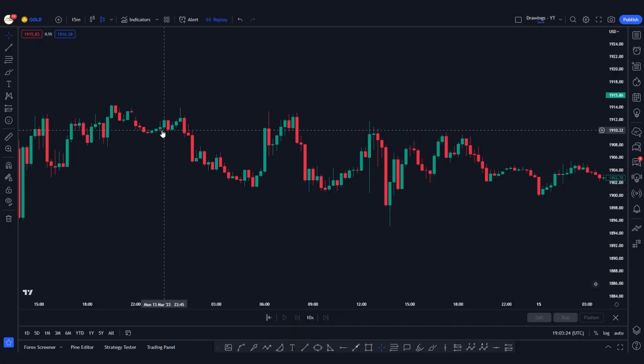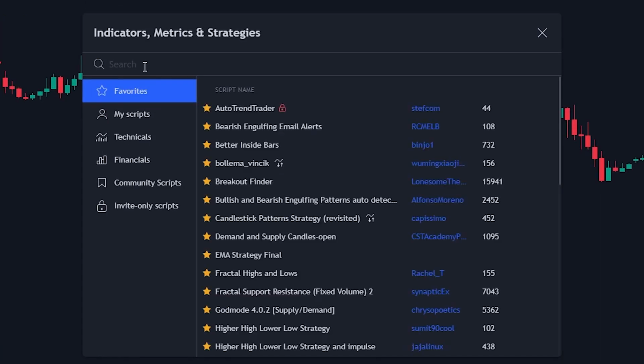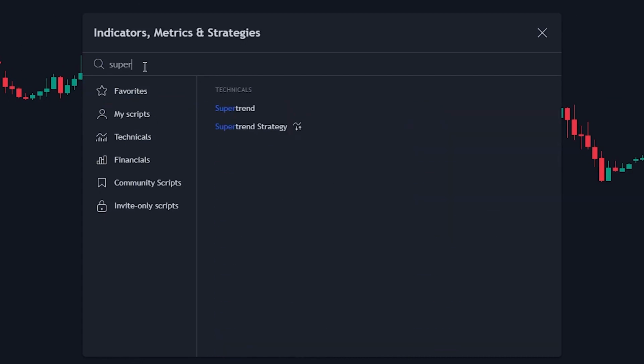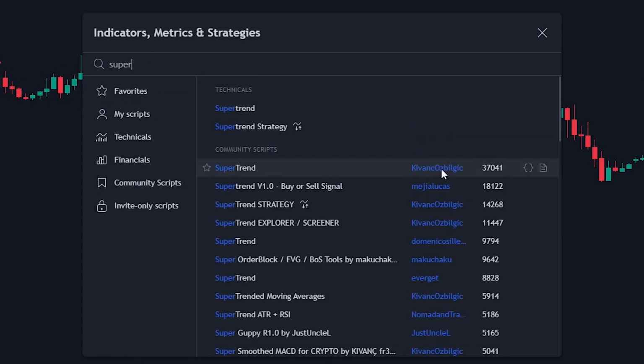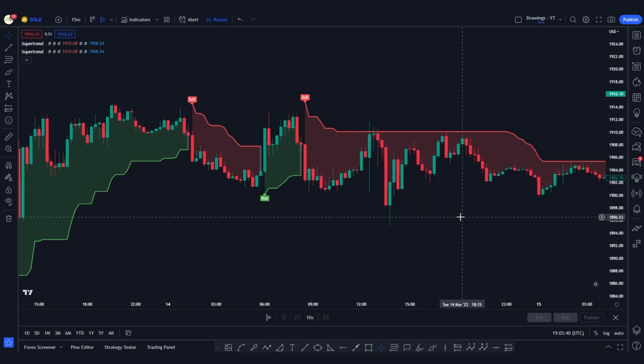To backtest this strategy, we're going to use the gold chart, and we're on a 15-minute time frame, as you can see here. In order to add the indicators, let's go to the indicator tab, and here we're going to search for the Supertrend indicator. And this indicator is made by Quebec Belgique, so we're going to add this twice to the chart. Now once the indicators are added, let's go towards the indicator settings and make the changes.